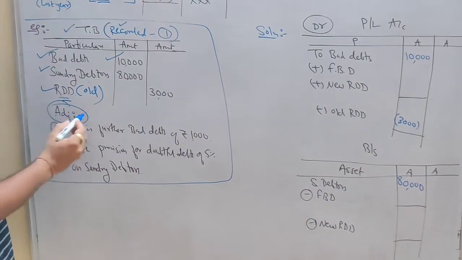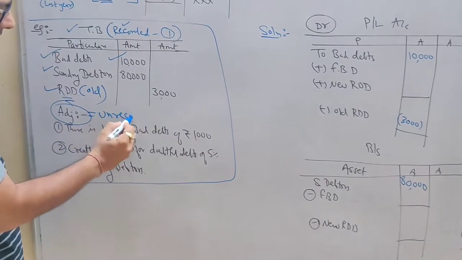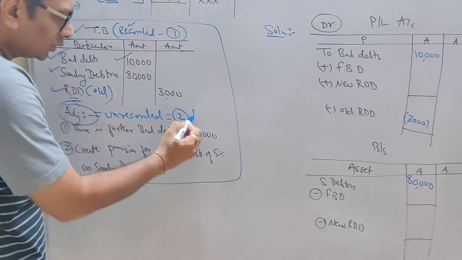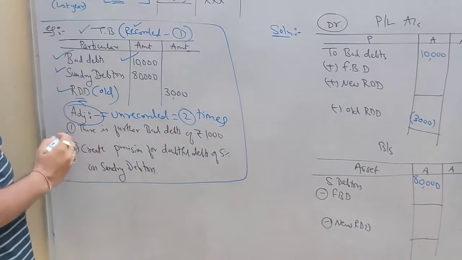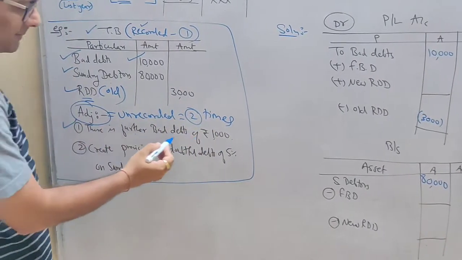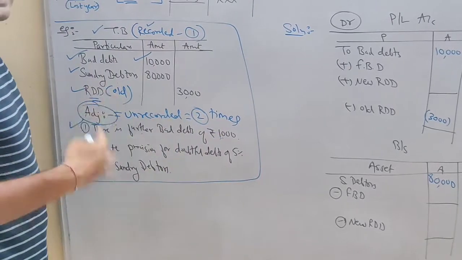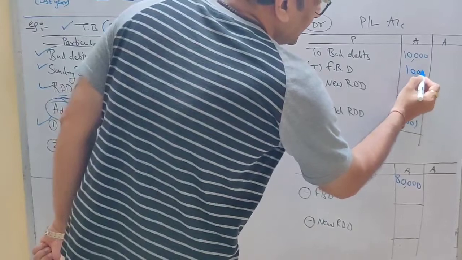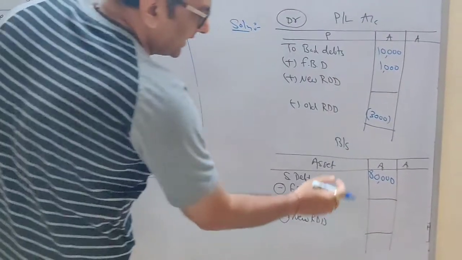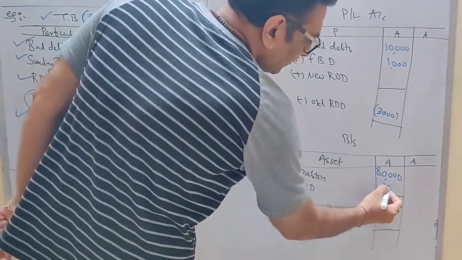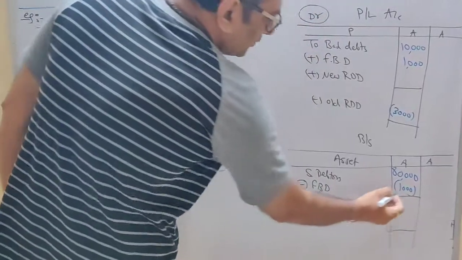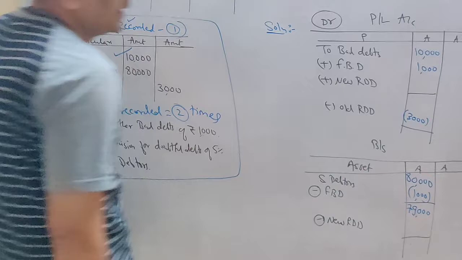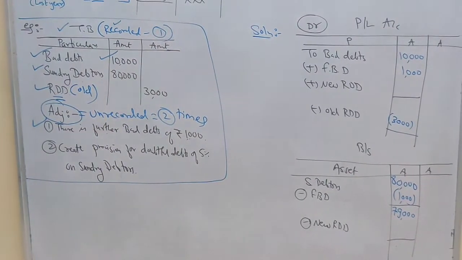Now let's start with adjustment. Adjustments are unrecorded. How many times will you record? 2 times. So let's see the first adjustment. Further bad debts of 1,000. How many times will you record further bad debts? 2 times. One here in the P&L account, the second effect in the balance sheet. 1,000. So you minus this from debtors. So your balance debtors are 79,000.